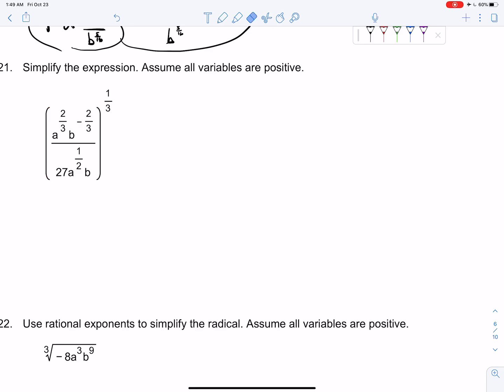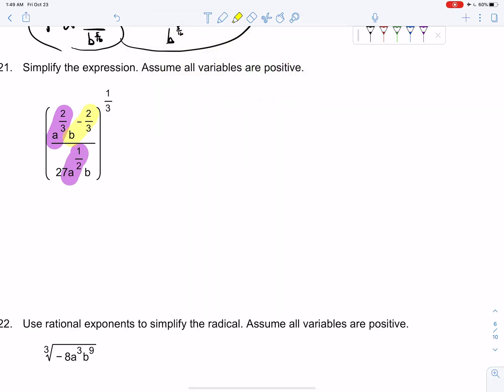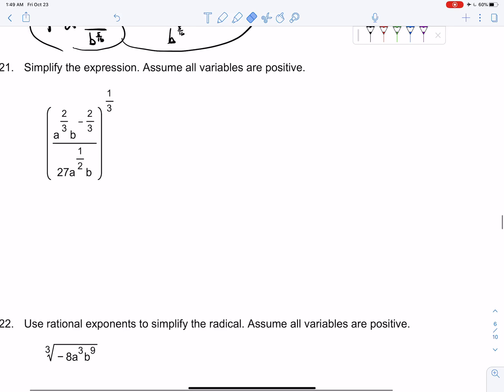But since I have this nasty fraction inside here, and notice that I have some factors with a's, and I have some factors with b's, like those guys, that would indicate that I could do some reducing. So that's the strategy I'm going to go with. You don't have to, but I'm going to go ahead and see if I could use my quotient rule to reduce these common bases.